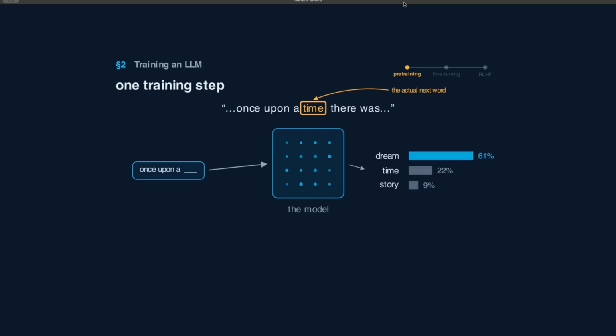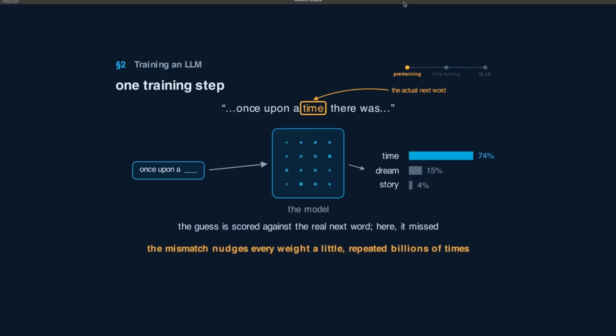We feed it to the model. And in this case, the model got it wrong. It's thinking that the next word should be dream, whereas the real answer was time. So what we can do is we can feed that feedback back into the model so that the next time it sees the sentence again, it can guess time correctly. And that's done for every single word of every single paragraph of every single page of that humongous data set I was just talking about.